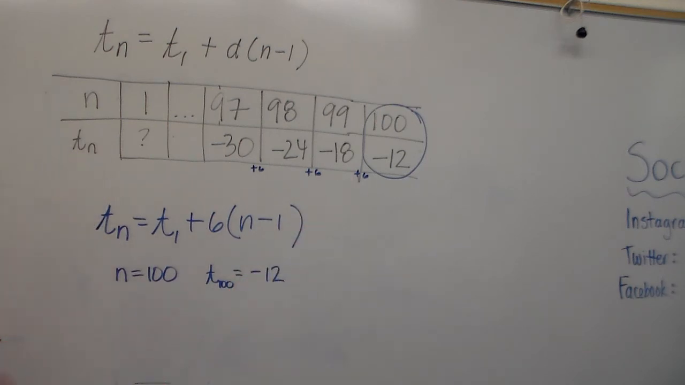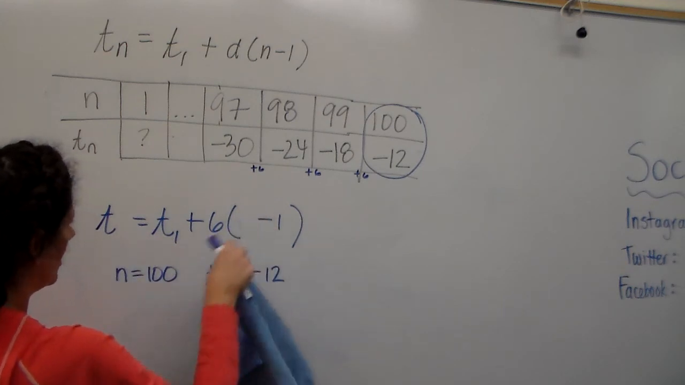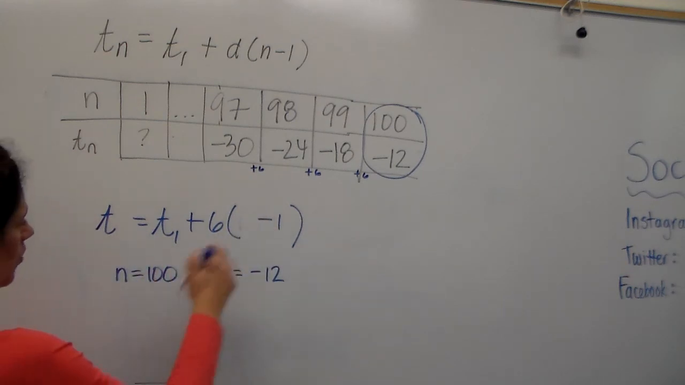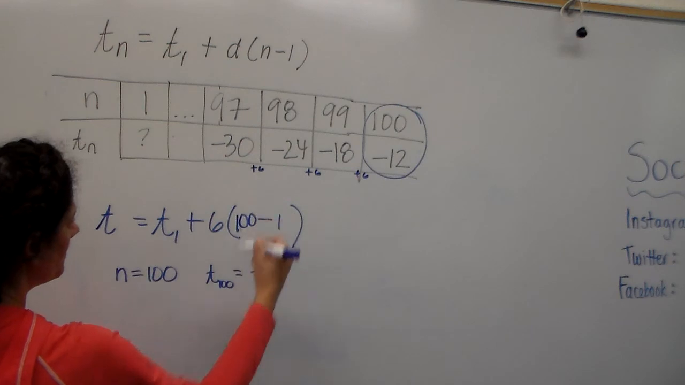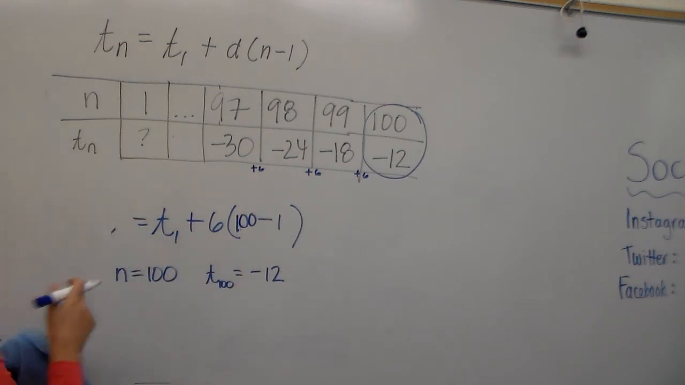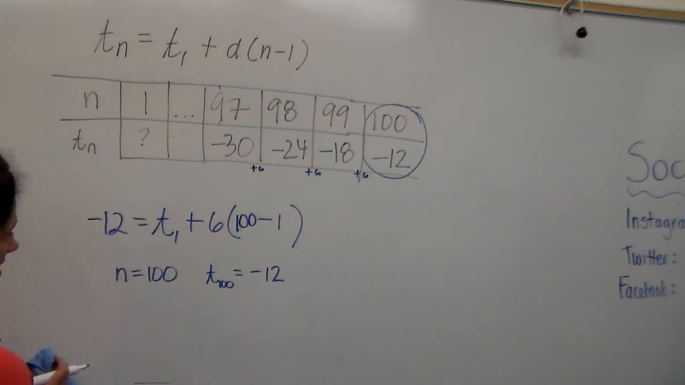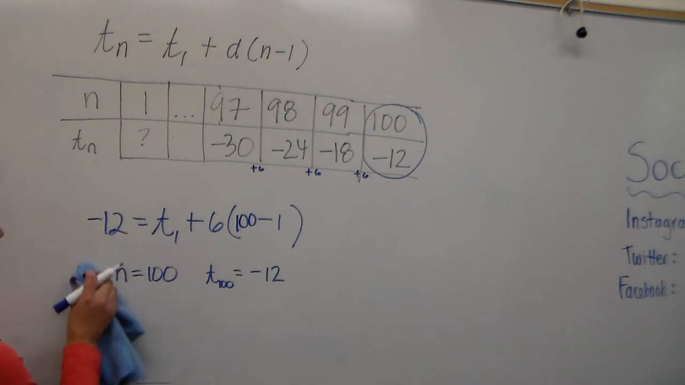Well, why don't we plug these two things in? So our n's are going to become 100s. They become whatever you decide to plug in. So I'm going to plug in 100 for n, and I'm going to plug in negative 12 over here. And if you look, now you have an equation that has only one unknown. You can totally solve this, even though it'll be a little bit of a mess.